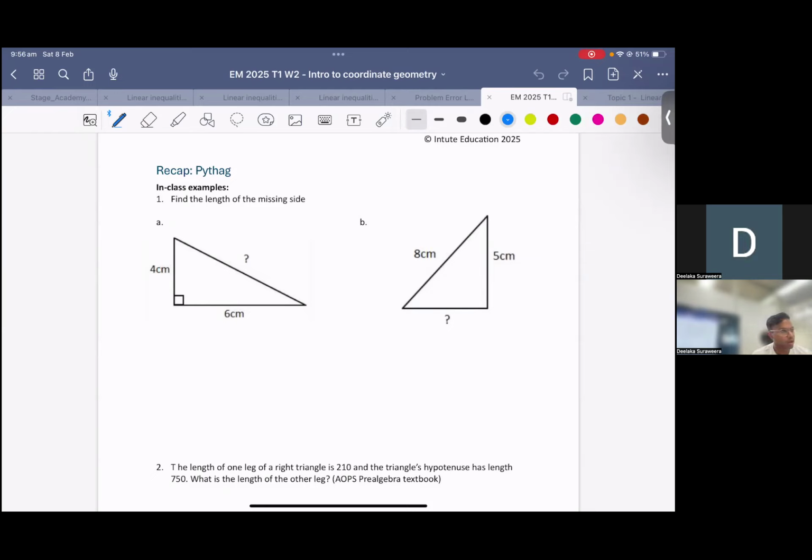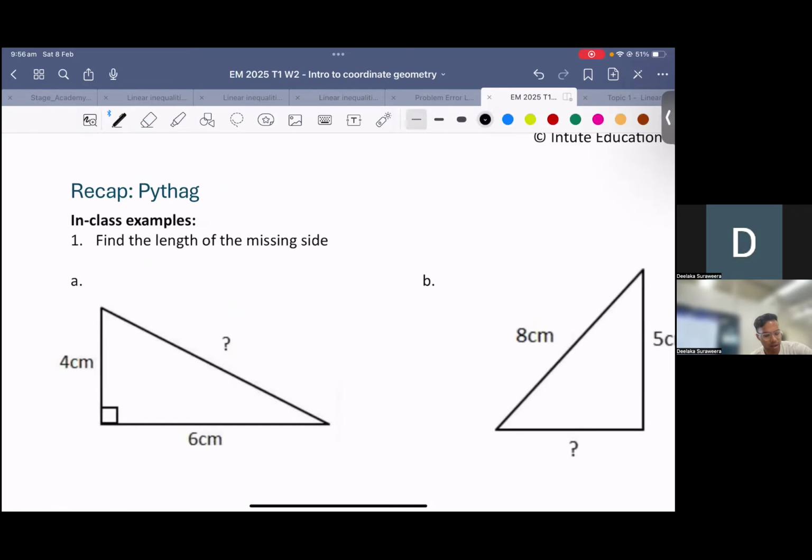Also, your answers can be surds. Who's not familiar with surds? Surds, like root 37. Okay, so that's something I'll give you now. If you're not familiar with surds, I'll show you how to do surds in an example here.